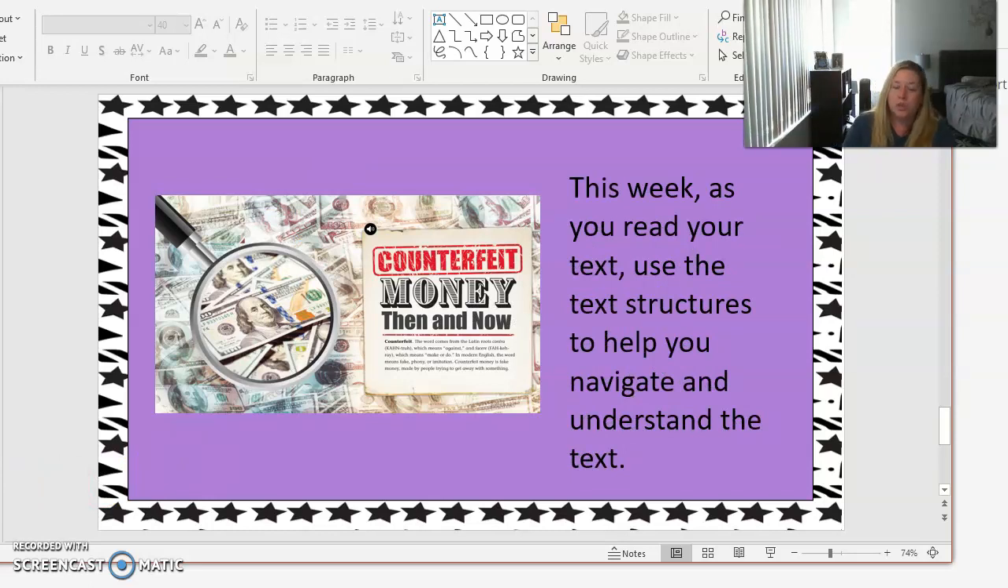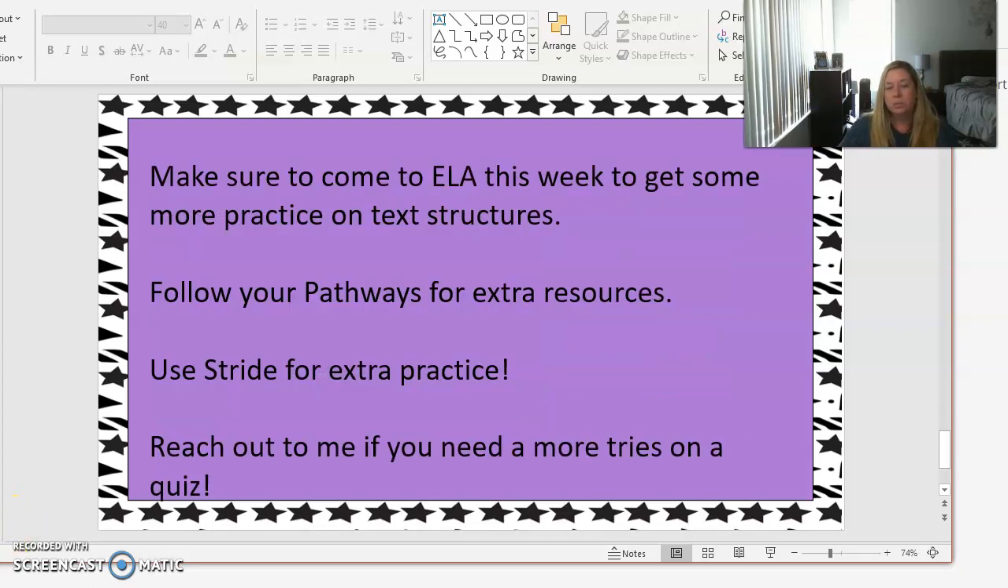So this week, as you're reading Counterfeit Money, Then, and Now, use those text structures to help you navigate and understand your text better.